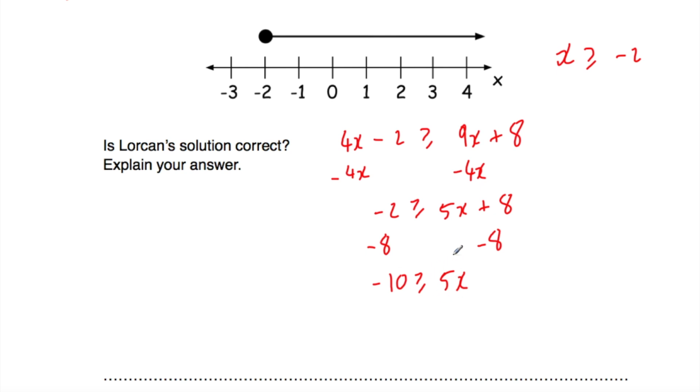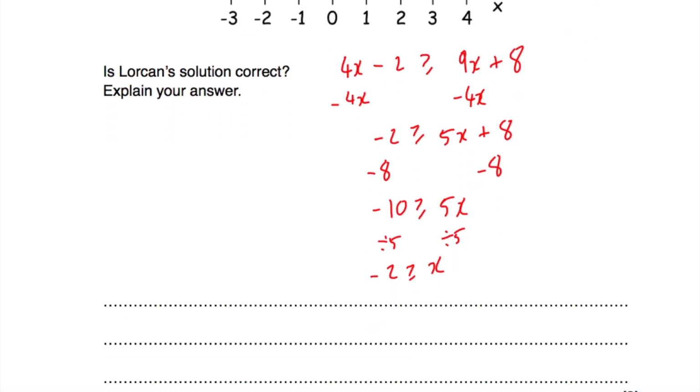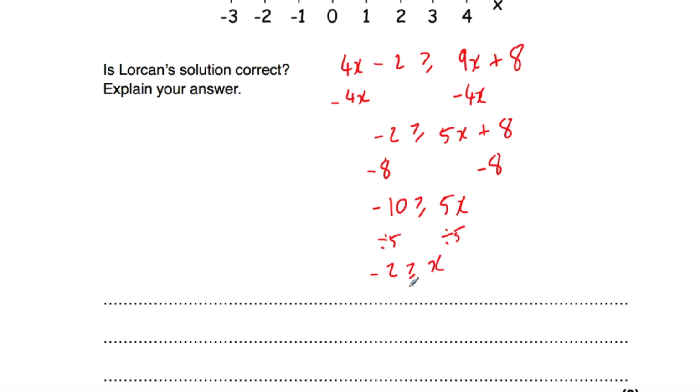Now we don't want to have this times 5 here, so let's divide by 5 and divide by 5. And minus 10 divided by 5 would be minus 2. And that's going to be bigger than or equal to. And 5x divided by 5 would just be x. So here we've got that negative 2 is bigger than or equal to x.